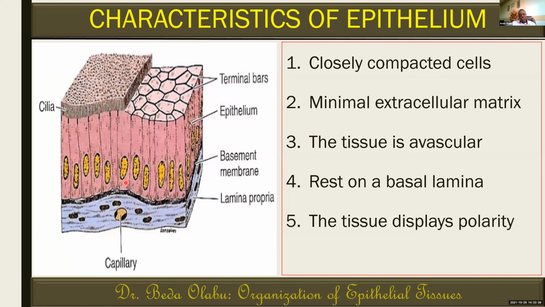Let me use this one to demonstrate that. If this epithelium was going to absorb substances, it will move from here, the apical surface, to that side, the basal surface. There's some directionality in terms of that. If this epithelium is going to secrete substance, it will move from this side into that direction. So that directionality of function is what we are referring to as polarity.